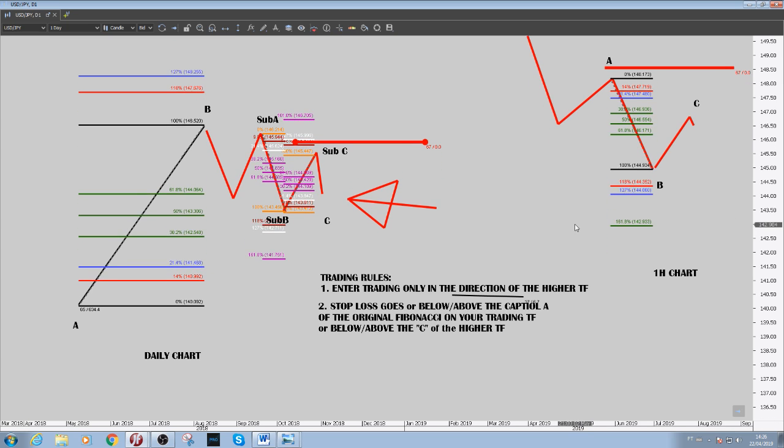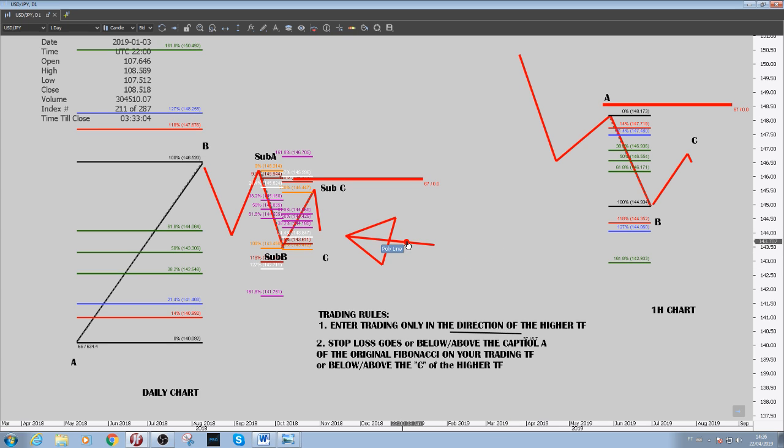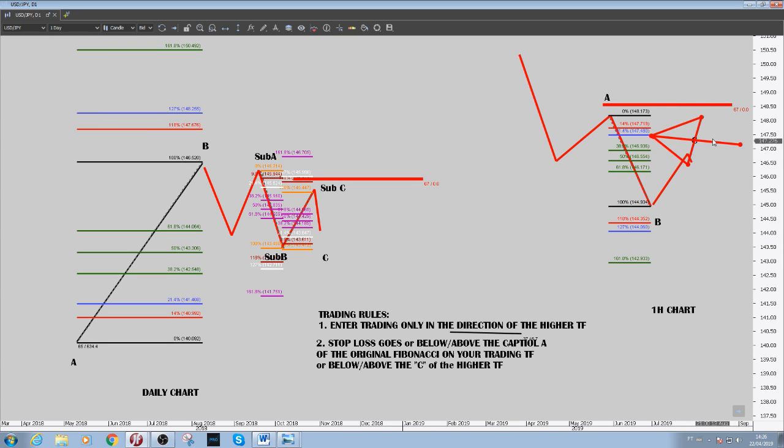Now, this is for another webinar tomorrow: when we have the original Fibonacci from the smaller time frame go in the same direction, then goes the Fibonacci of the confirmation from the daily chart, then of course the stop loss is going to be below the C. But this is the topic for tomorrow.